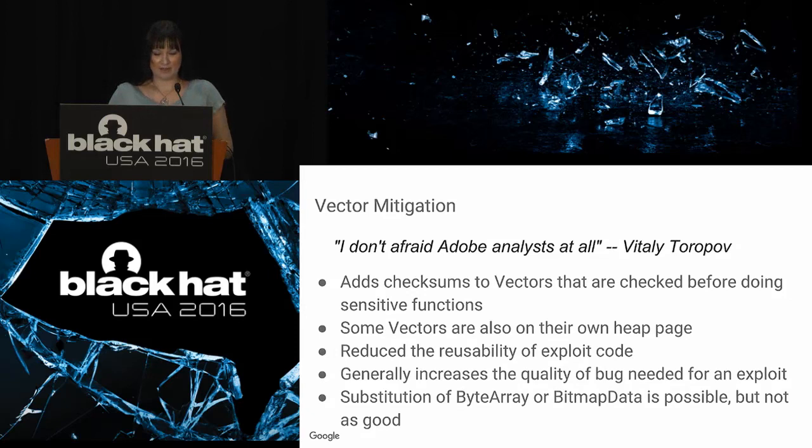And at this point, a really high number of vulnerabilities, including the hacking team vulnerabilities, were exploited in this way. This is what most attackers used. So what the vector mitigation did was twofold. First, it added checksums to vectors, so if one did get corrupted, the checksum would be incorrect. And then the next time you access the vector, Flash just crashes gracefully. It also puts some vectors on their own page so that it's really hard to get a bug that will allow you to corrupt them in the first place.